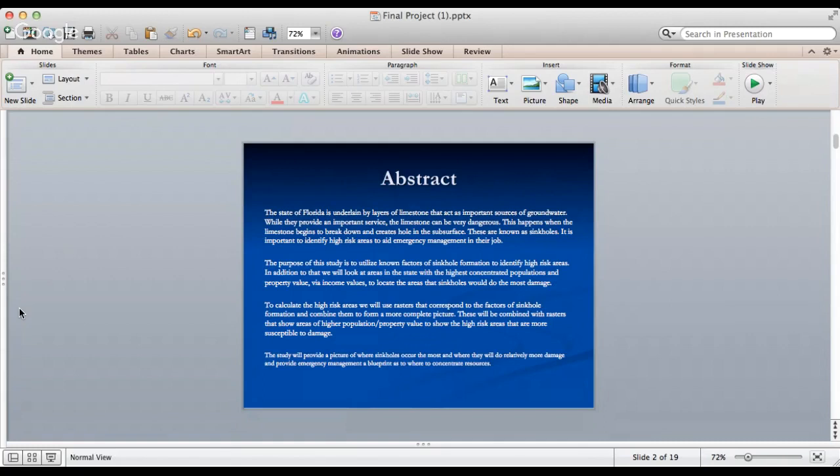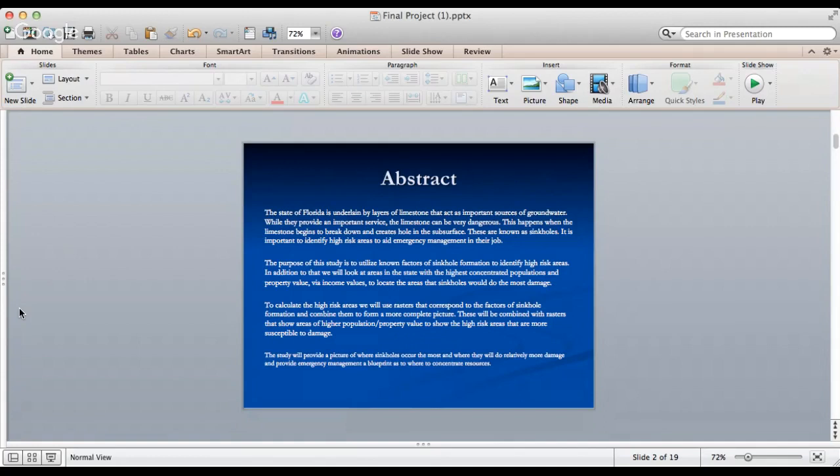Florida has a very unique geology, as much of the subsurface consists of limestone. This limestone acts as an aquifer, containing the water that the state uses for drinking and other purposes. However, over time, this limestone can dissolve and create gaps in the subsurface. If the limestone is dissolved enough, the subsurface overlying it can fill the gap and create holes on the surface. This obviously is very dangerous and is known as a sinkhole. It is important to identify the high-risk areas to aid emergency services.